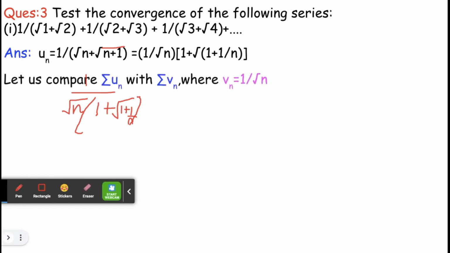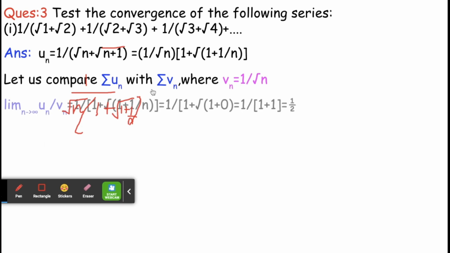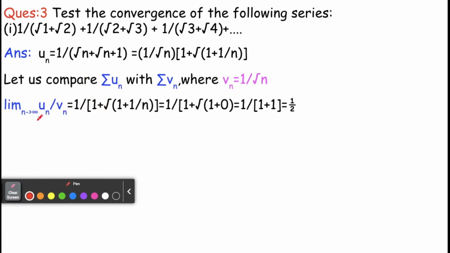So let's compare un and vn. In the previous question, we assumed vn equals 1 upon n square. In this example, we assume vn equals 1 upon under root n. When we divide un by vn, the under root n will cancel out, and we will be left with 1 upon 1 plus under root of 1 plus 1 by n.